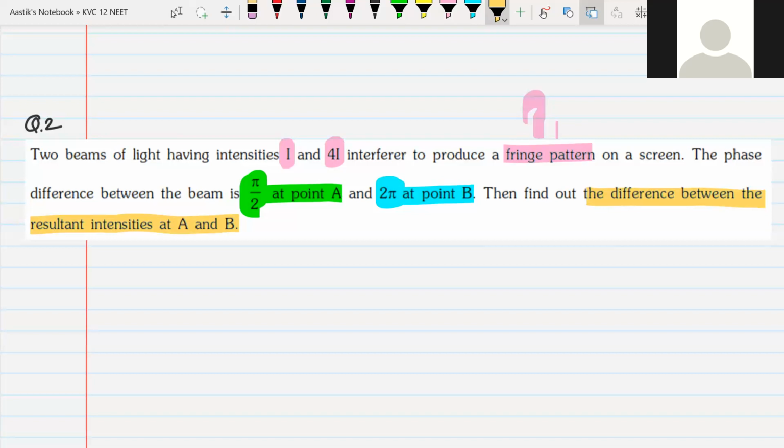4I. You have to find out the difference between the intensities at A and B. Have you done the same thing? 4I is correct. Well done.